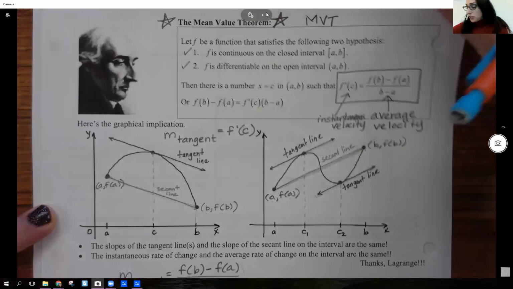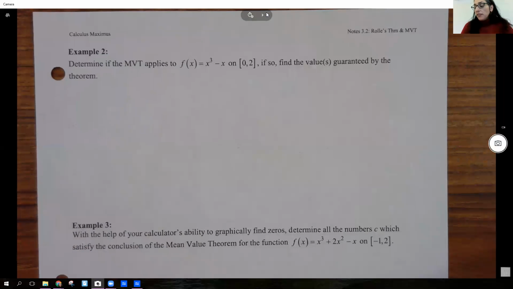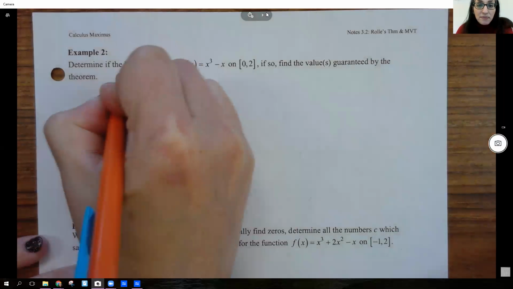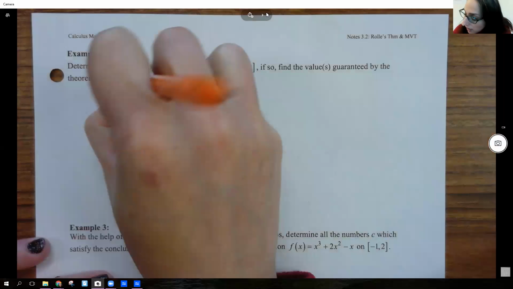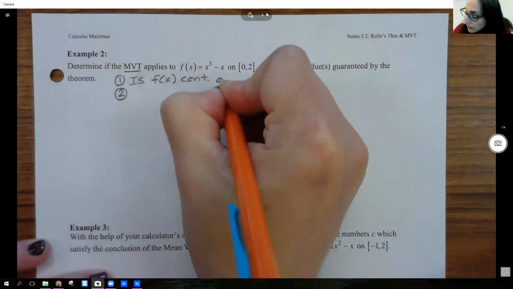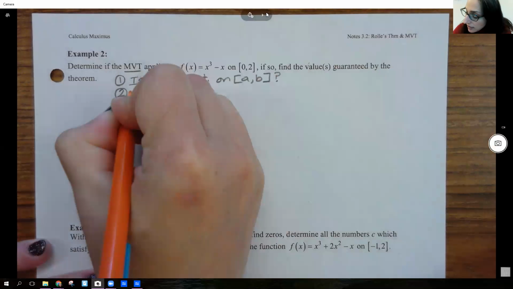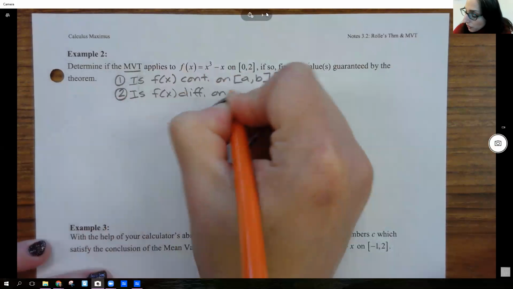Alrighty, I'm moving on. Let's jump in here and do example number 2. Determine if the mean value theorem applies, and if it does, find the values guaranteed by the theorem. So this is how this works. For MVT, you only have to ask yourself 2 questions, not quite as picky as Rolle's. Is f of x continuous on the closed interval from a to b? And the second question is, is f of x differentiable on the open interval from a to b?